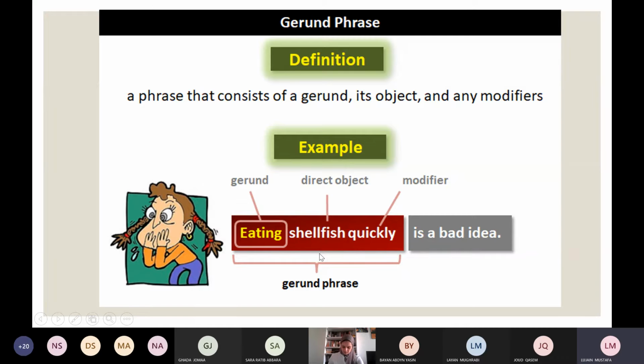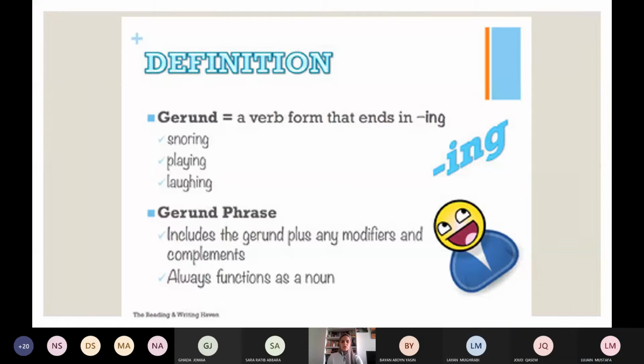Functions as what? Subject. Subject, yes. Gerund, a verb form that ends in ing. Snoring, playing, laughing. A gerund phrase includes the gerund plus any modifiers and complements. They always function as nouns.